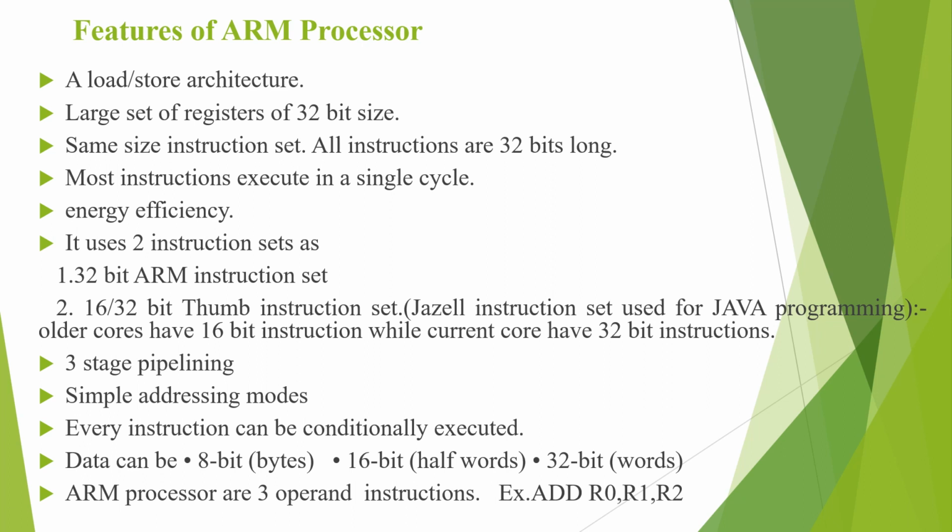ARM processor supports three data types: the 8-bit data type, called a byte, the 16-bit data type, called a half word, and the 32-bit data type, called a full word.